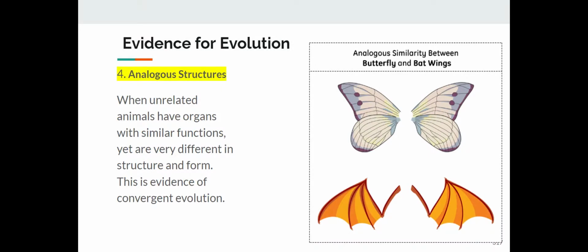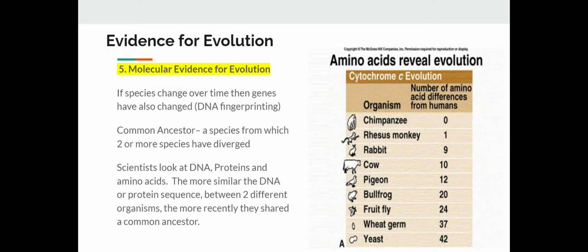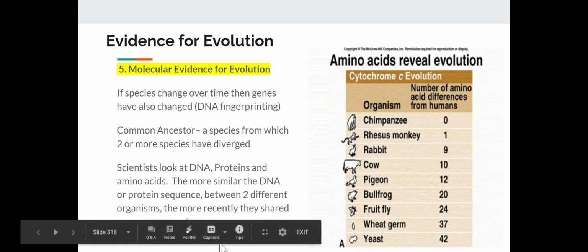Again, by looking at structures, you can also find evidence in analogous structures. This is when unrelated animals have organs with similar functions that are very different in structure. So they do the same thing, but the structure of it is very different, right? Which is kind of the opposite of homologous. If you look at the butterfly wing and the bat wing, the bat wing has bones, but the butterfly wing does not, but they're both used to fly, right? All right.